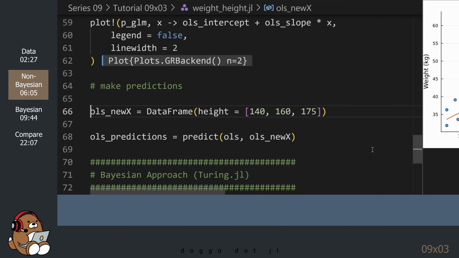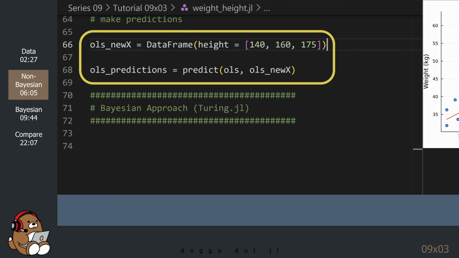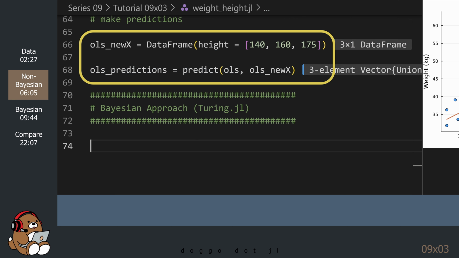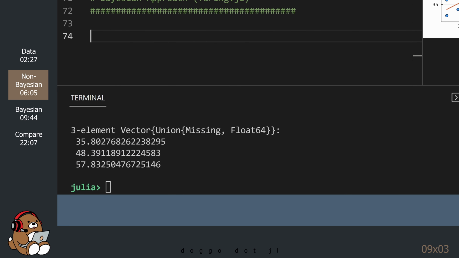Now that we have an OLS model, we can use it to make predictions. Let's predict the weights for 3 individuals who are not part of the dataset. Their heights are 140 centimeters, 160 centimeters, and 175 centimeters, or 4'7", 5'3", and 5'9". When using GLM, your new X data must be in the form of a table data type, like a data frame. You can see the predictions in the REPL.